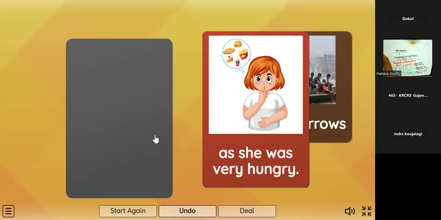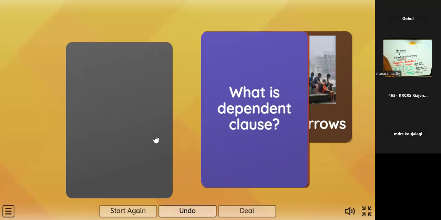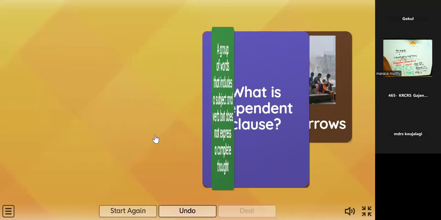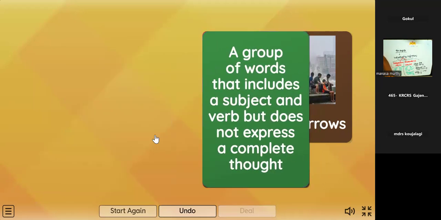This sentence alone is a dependent clause. So what is a dependent clause then? A group of words that includes a subject and a verb but does not express a complete thought. It is called a dependent clause.